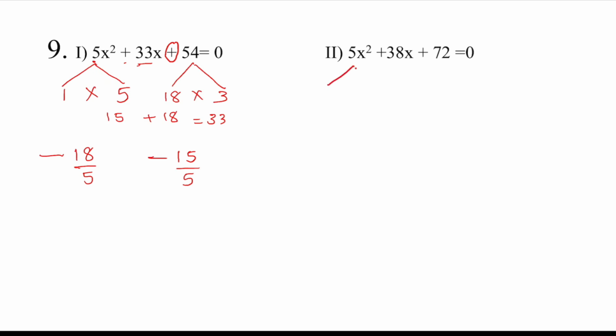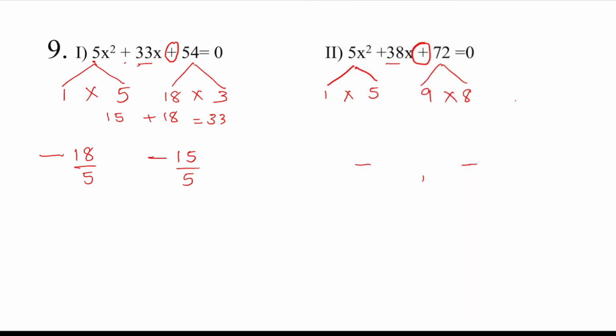Next, the second equation. Again 5 we can write as 1 into 5 and 72 can be written as 9 into 8. Again plus plus are the signs in the equation, so minus minus will be the roots. Now, the second symbol is addition, so if you add, you should get 38. So, 5 ones is 5 and 9 8s is 72. It will be more. So, you cannot take that. 9 5s is 45 and 8 ones is 8. If you add this also, it will be more. So, you cannot take these two combinations.